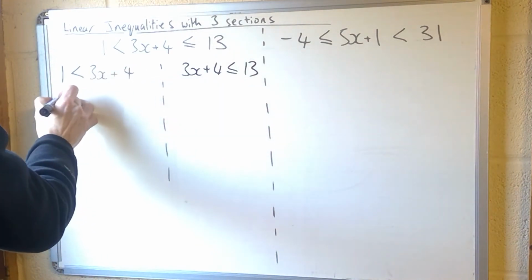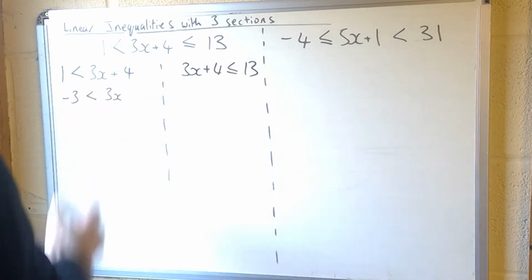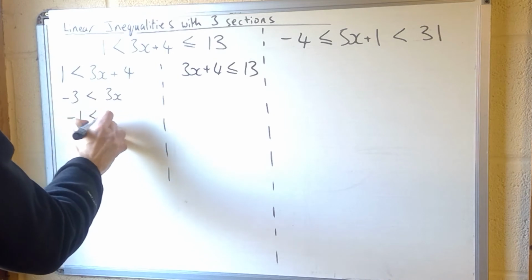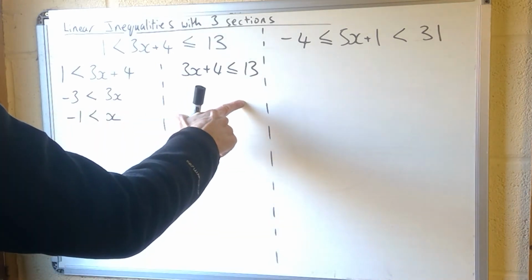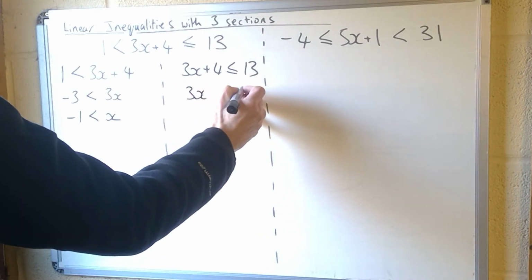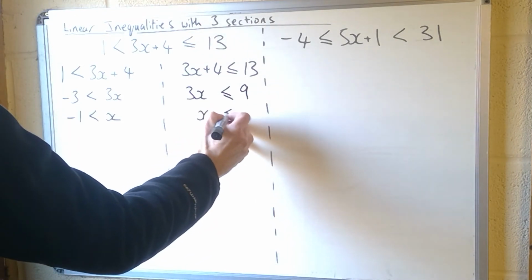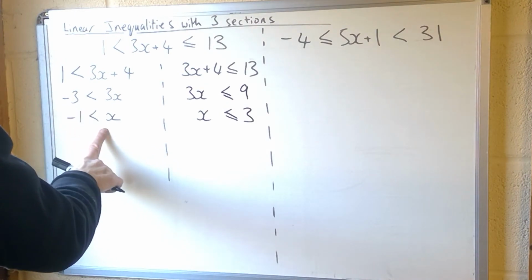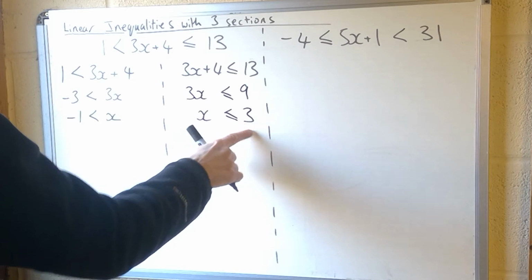So I'm going to subtract 4 from both sides, so negative 3 is less than 3x. And I'm going to divide through by 3, so negative 1 is less than x. That's that part done. This part here, I'm going to subtract 4 from both sides. 3x is less than or equal to 9. And then divide by 3, x is less than or equal to 3. So you can see that negative 1 is less than x, and x is less than or equal to 3.